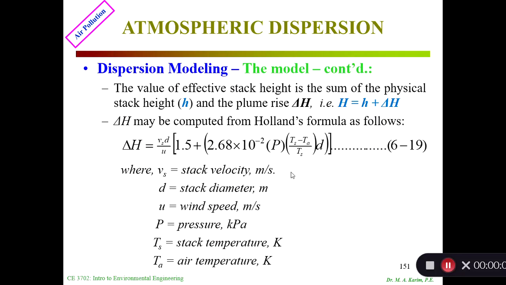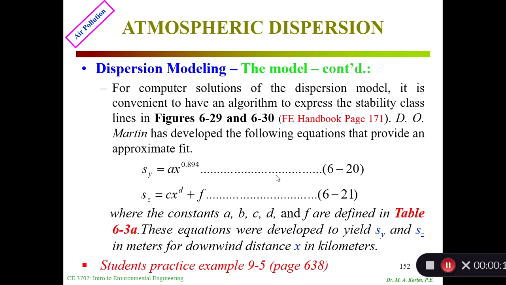Okay, we stopped here in explaining the delta H. Now, for computer solutions of the dispersion model, it is convenient to have an algorithm to calculate the stability class. The figure, dimension 6.29 in the FE exam handbook, shows the effect of that.